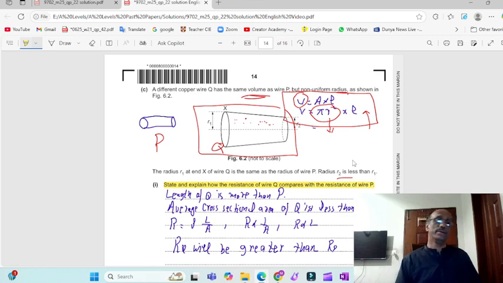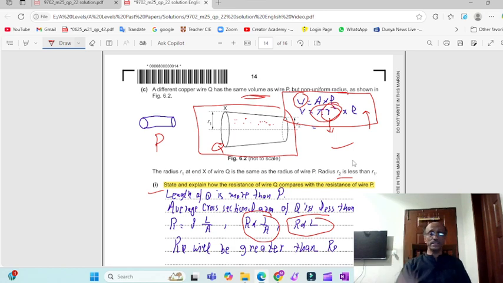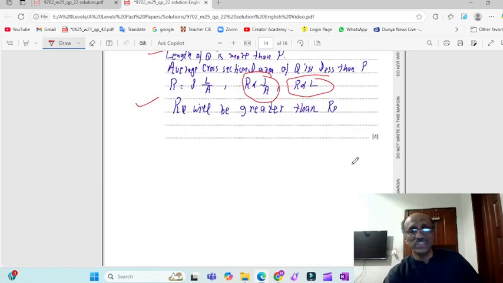Now he is asking to state and explain how the resistance of wire Q compares with the resistance of wire P. Using this prior knowledge, I will infer that the length of Q is more than P. Length and resistance are proportional, so resistance will increase. Then the average cross-sectional radius will decrease, so the area will decrease. Area and resistance are inversely proportional. So overall, RQ will be greater than RP. First I will explain, then I will state. This is a simple rule: explain and then state.